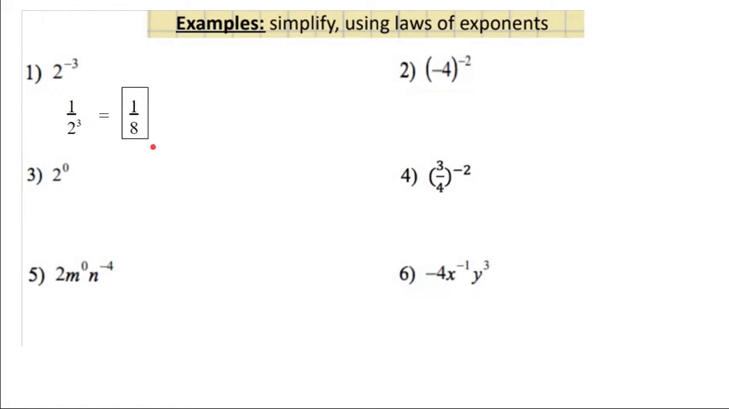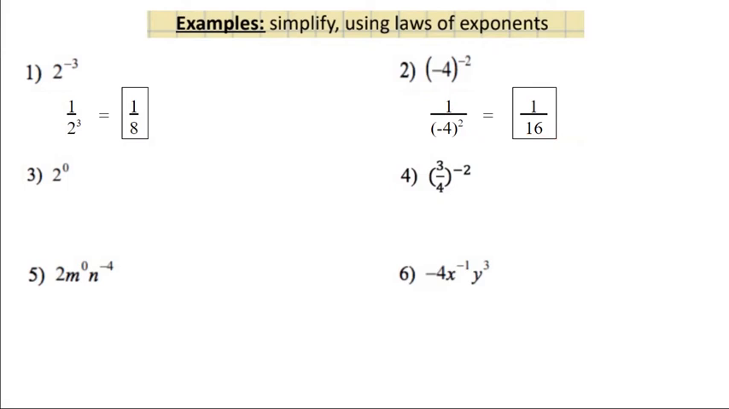Problem 2 is another problem with negative exponents, and remember that the negative sign inside the parentheses of the base means that the exponent also applies to that negative sign. The negative exponent tells us to move the negative 4 to the denominator, and we've got 1 over negative 4 squared, so we'll just get 1/16 as our answer.